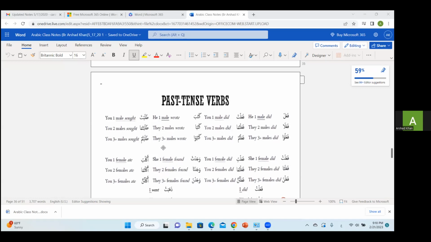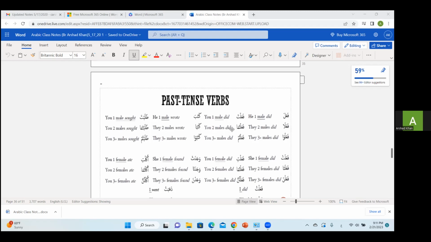If you want to say they wrote, but feminine, you would say katabna. The na has a fatha, the ba has a sukoon. Katabna, really short. And if you want to say I wrote, you'll say katabtu; the last part will be tu. If you want to say we wrote, katabnā.